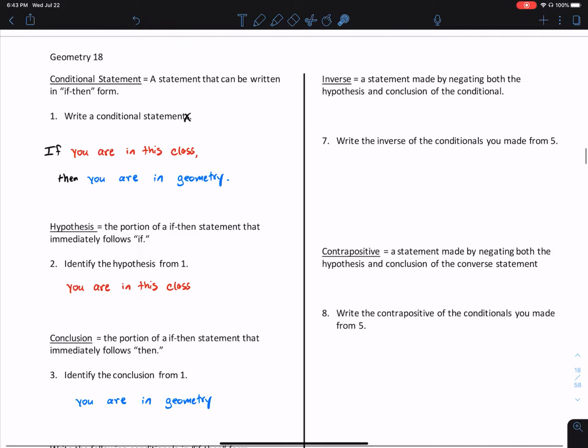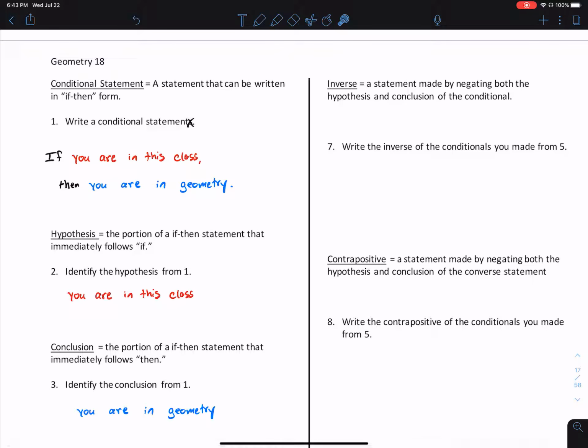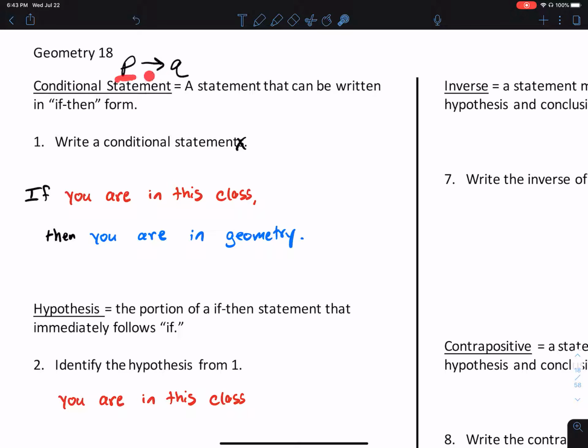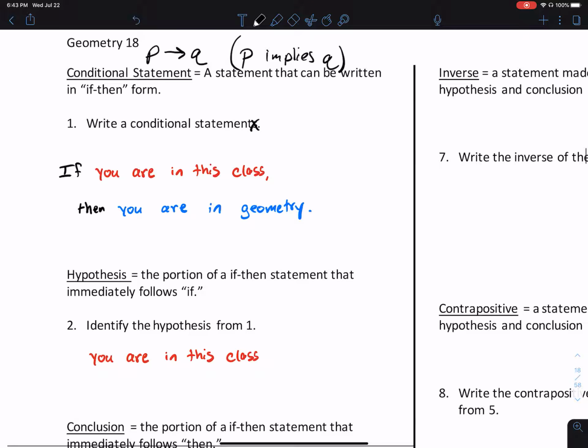Let me give you a little bit more here before we move on with this base example. Conditional statements can be written symbolically by writing a letter, arrow, a letter. Here's what that means. P implies Q. That's how this is read. P implies Q. So in the example that we just gave, if you are in this class, then you are in geometry.